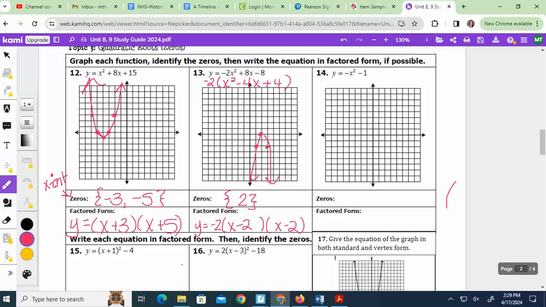All right, let's try 14. So if we graph this, we have a negative x squared minus 1. When we look at the table, can you tell me what the vertex is?